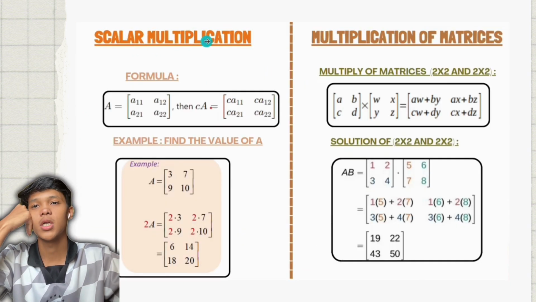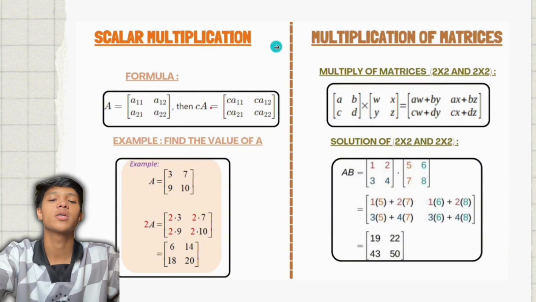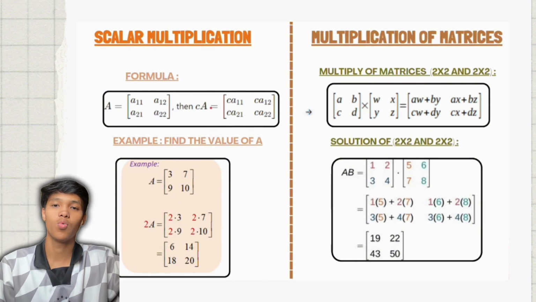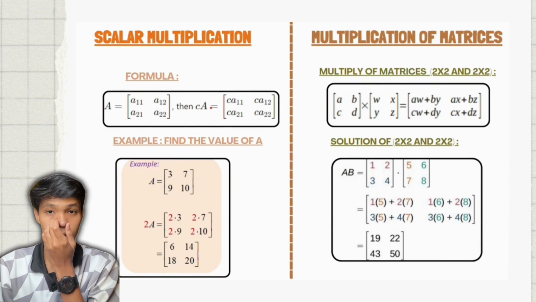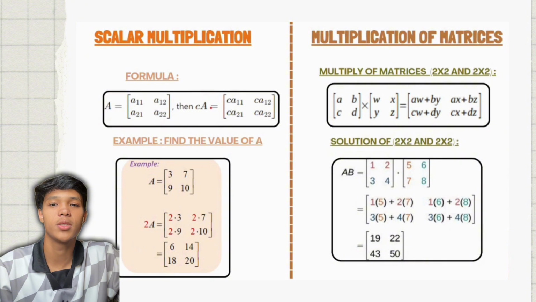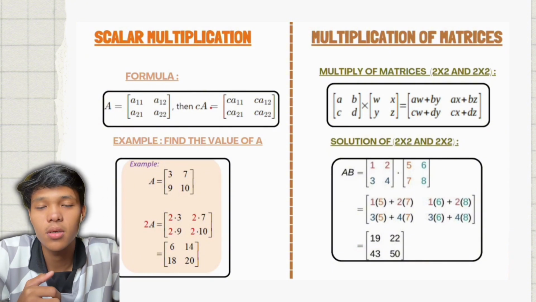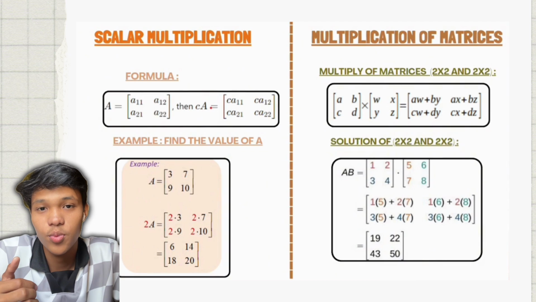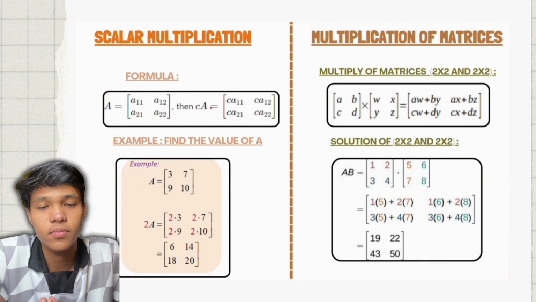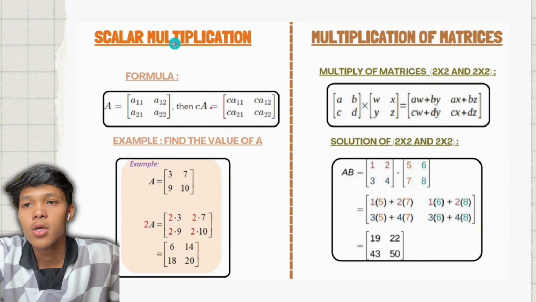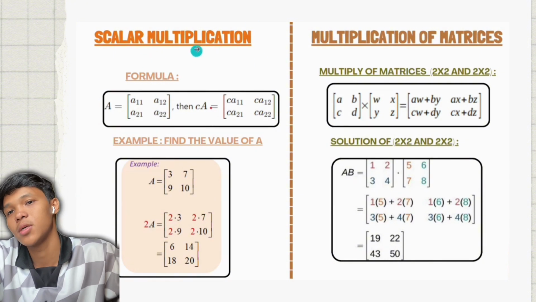So I will go to scalar multiplication first. Scalar multiplication is an operation in linear algebra where a vector or matrix is multiplied by a scalar, which is a single real number. The result is a new vector or matrix of the same dimension, where each element is the product of the scalar and the corresponding element of the original vector or matrix. So this is the formula of scalar multiplication.